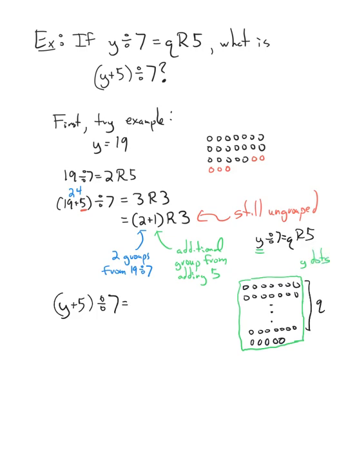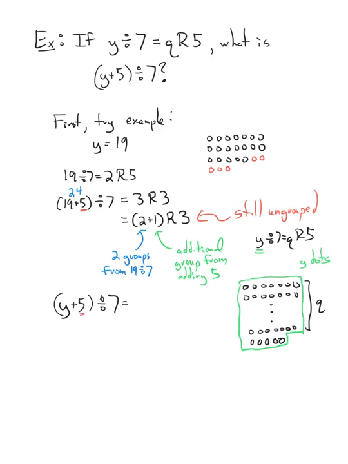Oh, hold on, maybe. I'm going to erase this a little bit because I'm going to add some dots here. So let me kind of jut that in a bit. There we go. So there are my y dots. I can make q groups of 7 out of them, whatever that is, with 5 left over. Let's add our 5 now.